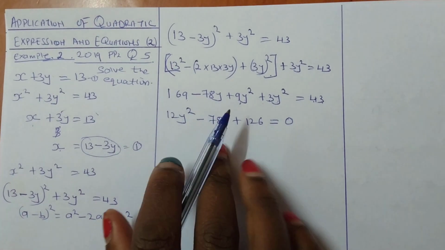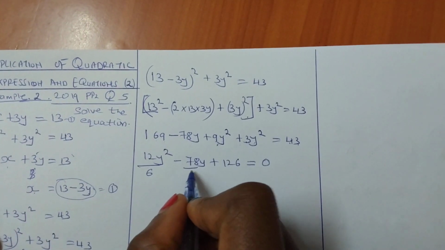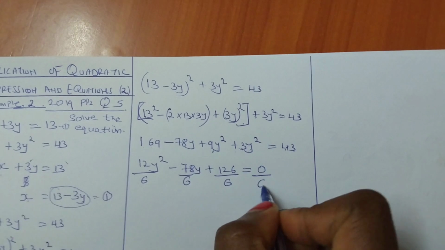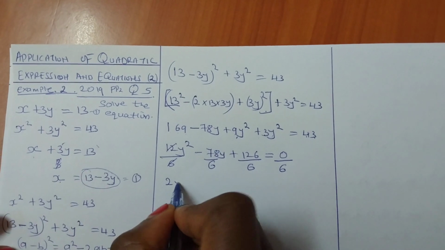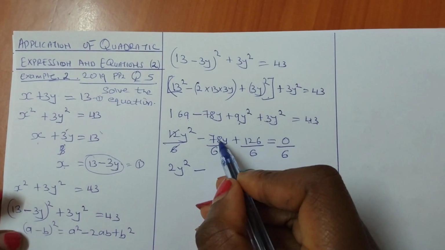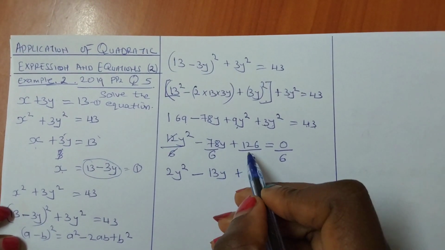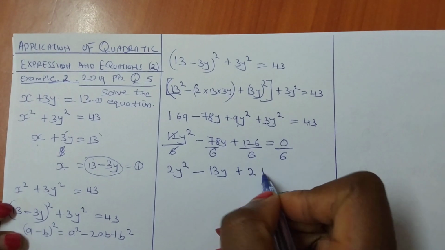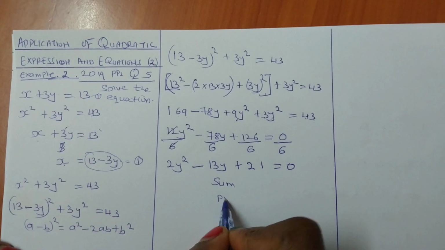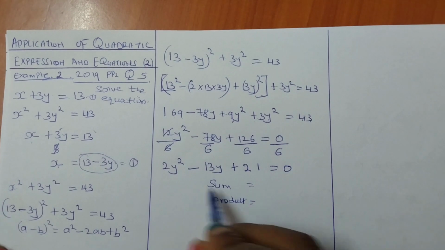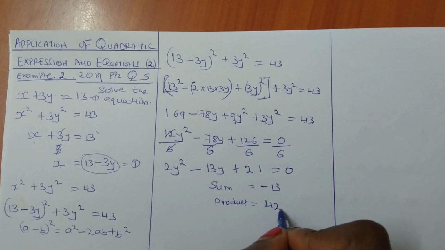From this part now, we can find the value which is similar, and here we can divide by 6. So here we are going to have 12 divided by 6, we have 2y squared, minus 78 divided by 6, we get 13y, plus 126 divided by 6, we get 21, and everything is equals to 0. We find sum and product. Okay, so our sum here is going to be negative 13. Our product is going to be 42.